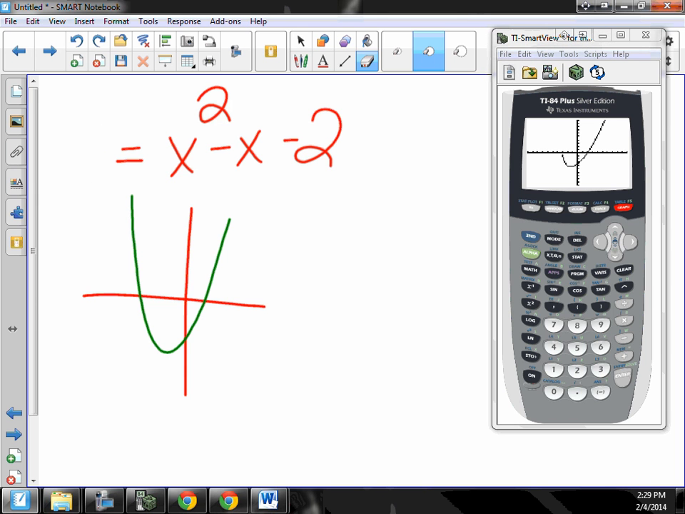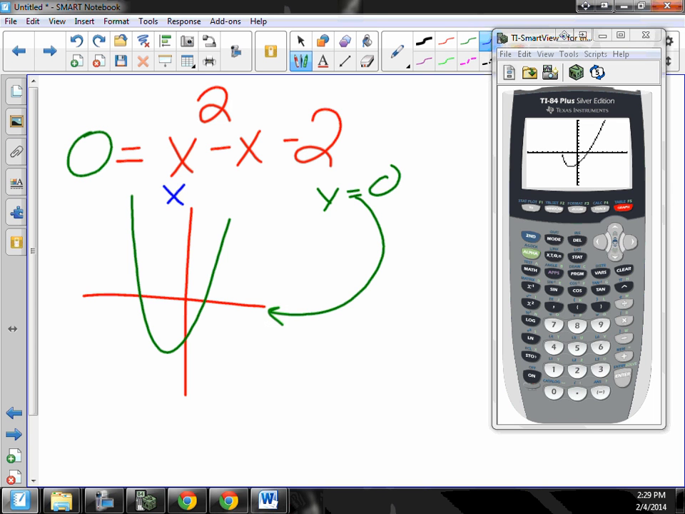I throw out the y, and I insert a 0. How does that change the graph? It throws out every single point except y equals 0. So if I say y equals 0, I want to know where that hits the x-axis. And we've done this over and over. So we can factor. We get x minus 2 times x plus 1. So x equals 2 and negative 1.